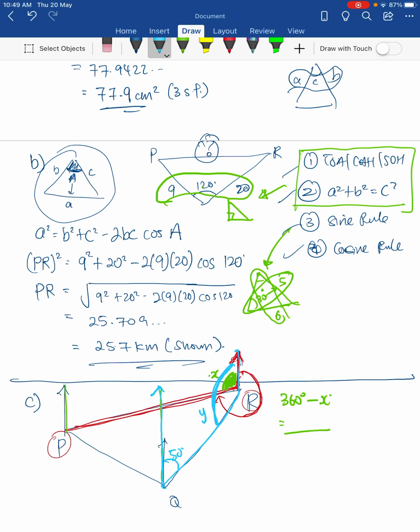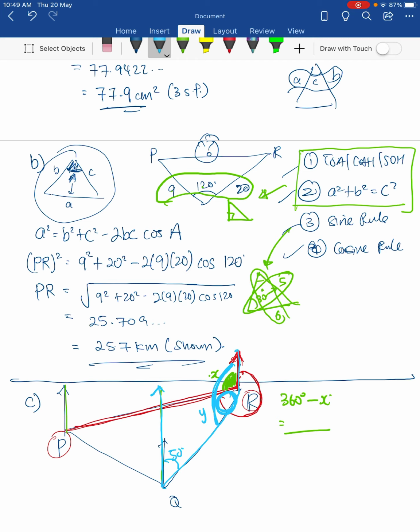Let this be y maybe. Okay, then after y, we need to minus away the small angle over here. Then we can use 360 minus that, which will give us the answer.